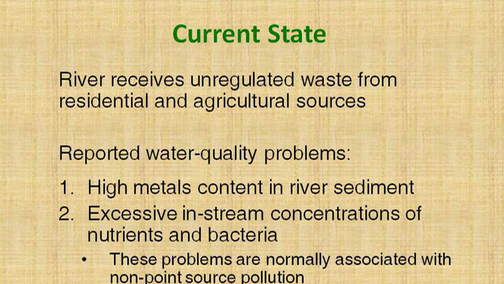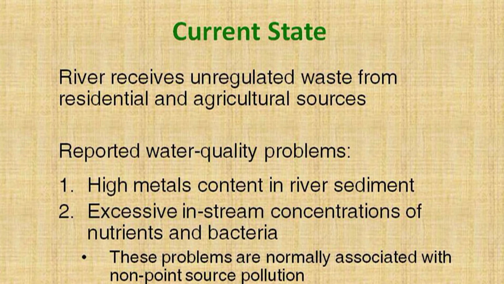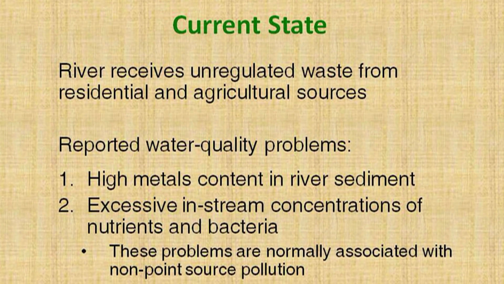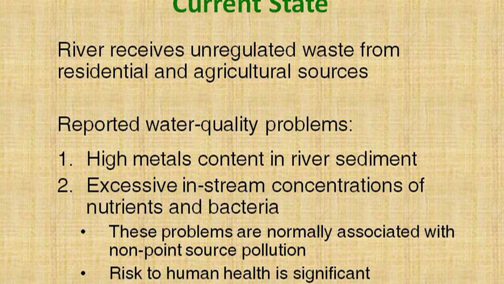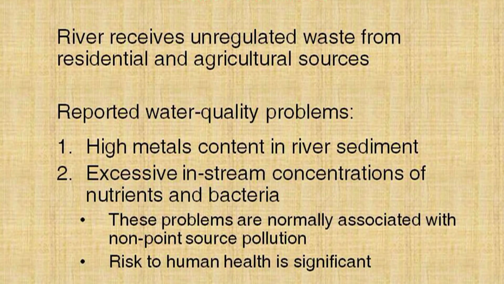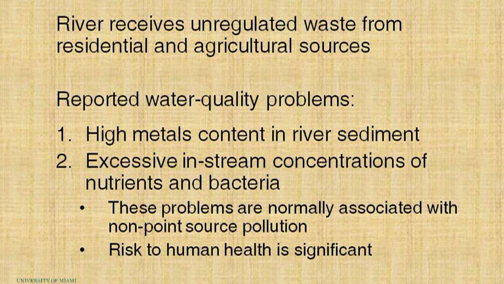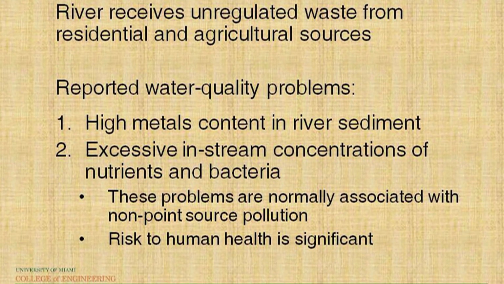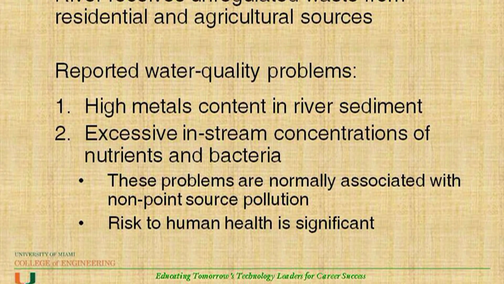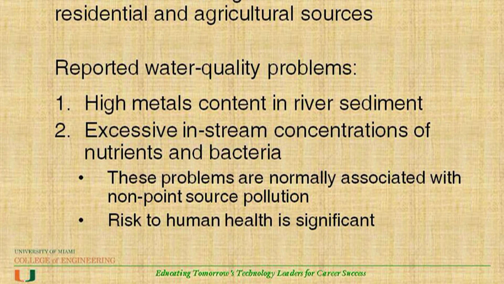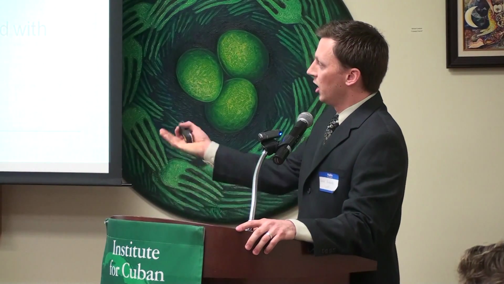So the current state. The river receives unregulated waste from residential and agricultural sources. There have been reported water quality problems, such as high metals content in the river and excessive in-stream concentrations of nutrients and bacteria. These problems are normally associated with non-point source pollution. Metals normally are indicative of urban areas, whereas nutrients and bacteria are indicative of agricultural or undeveloped areas. And the big concept is that the risk to human health is significant when there's serious water quality problems.